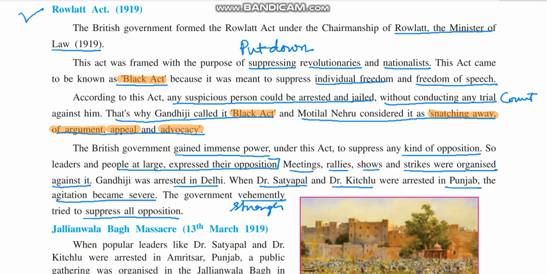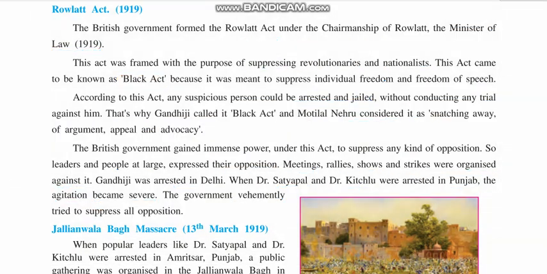Right. So this way, the government suppressed all the opposition. Anything that was against them was suppressed by the Britishers, and due to that, this act was known as Black Act. The next topic that we are going to do is called Jallianwala Bagh.